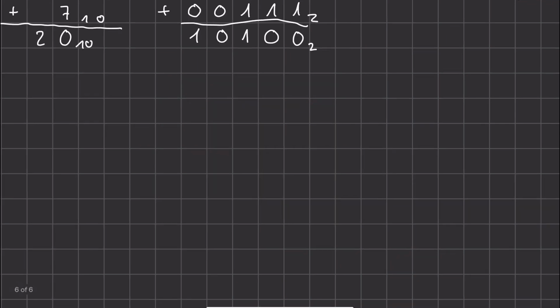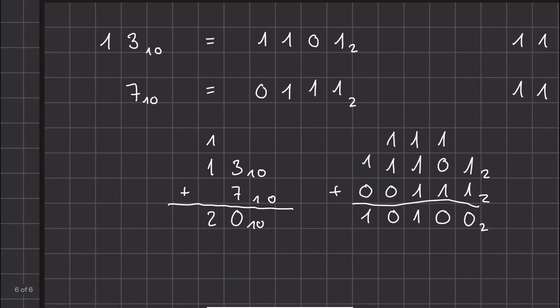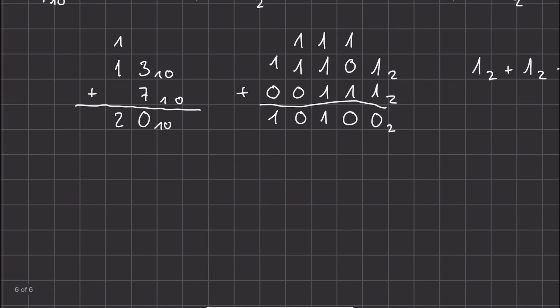If we convert this to decimal, and I'll do this real quick, we know the place values are 1, 2, 4, 8, 16. So it's 16 plus 4, which is 20. And this is exactly what we saw here. So we know that this calculation is correct.